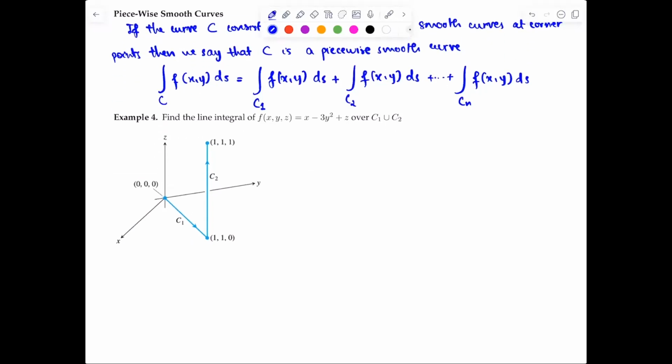All right, so example 4, find the line integral of the function x minus 3y squared plus z over two different paths. So here the line integral is written as the line integral along path C1 plus the line integral along path C2. So there are two line segments that we need to create here.